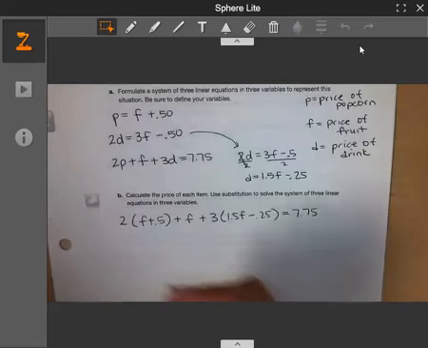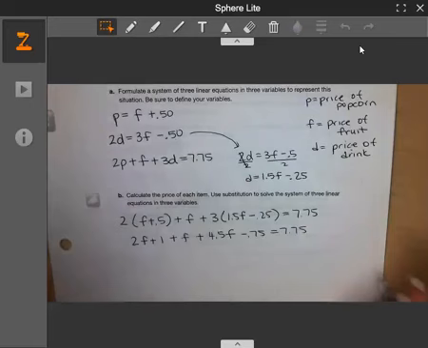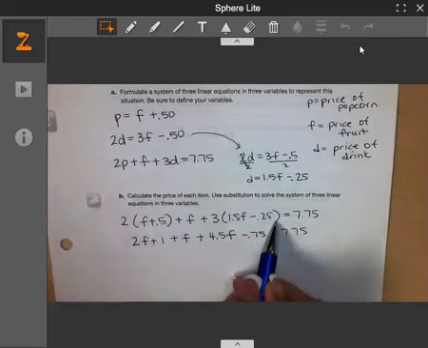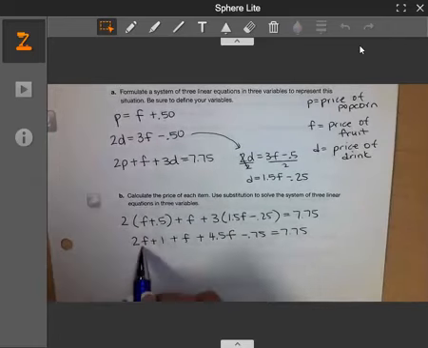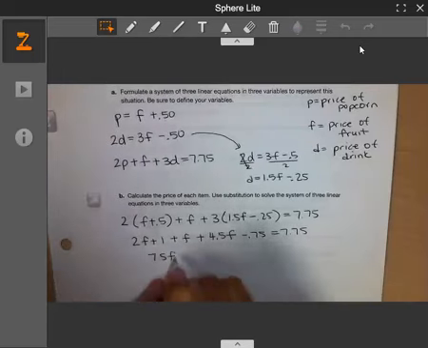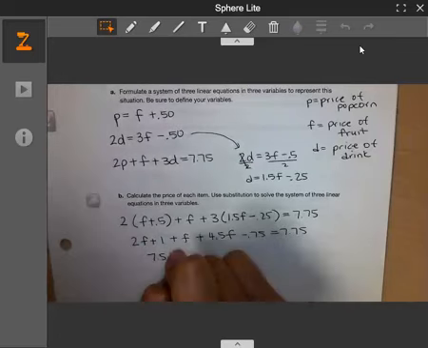We distribute. So we distributed the 2 across this parentheses and the 3 across this one. Now we've got a lot of like terms there, so we need to put those together. 2F plus F plus 4.5F gives us a 7.5F. And then we've got a 1 and a negative 0.75, so that gives us 0.25.